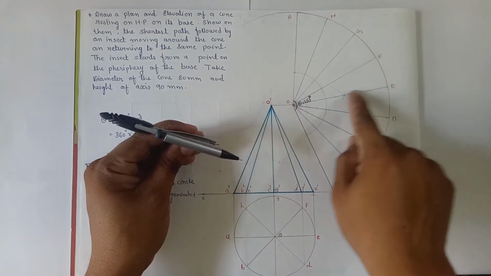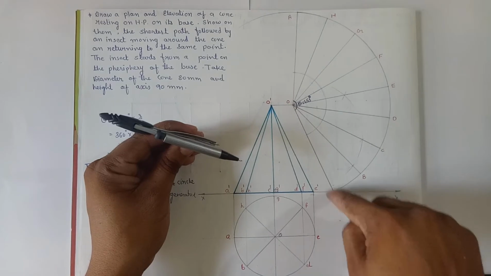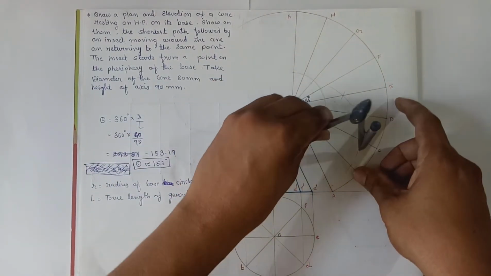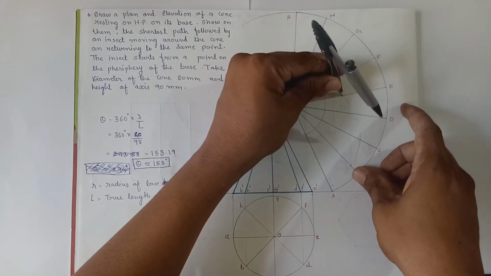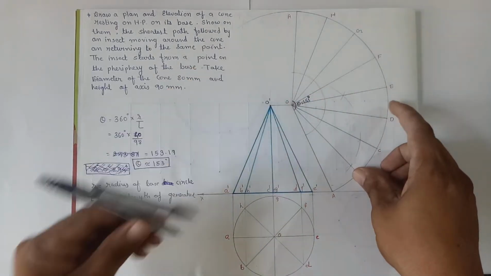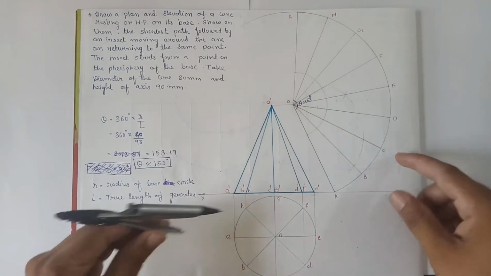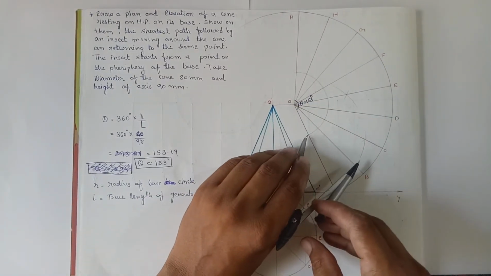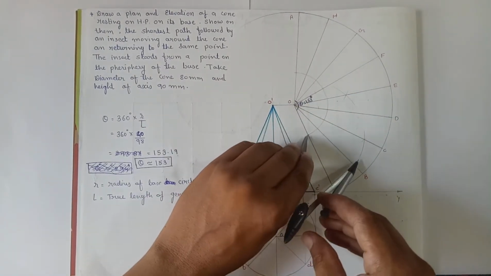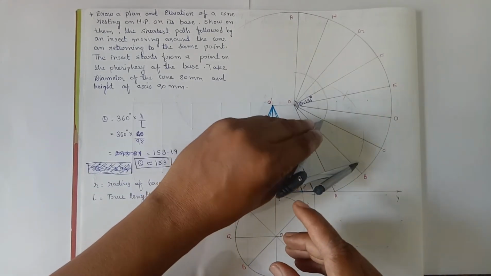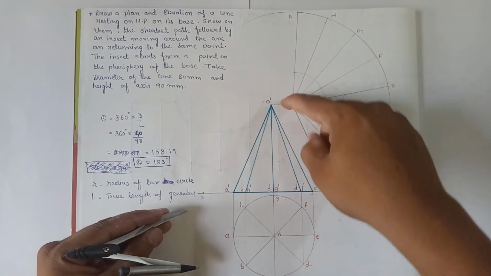Now we have to bisect this angle, that is OAOE. So if you want to bisect this angle, give an arc from here 1 and from this point 2, so it will give us the bisector over here. So draw this line. Now again if you want to bisect this angle, give an arc over here from this point and this point, so it will give us the bisector over here.